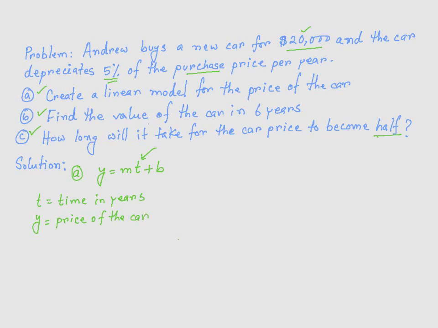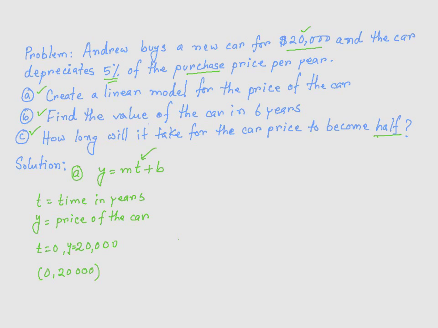Now initially, when t is equal to 0, Andrew buys the car for how much? $20,000. So y is equal to 20,000. So you have the initial point, or the y-intercept, which is (0, 20,000).